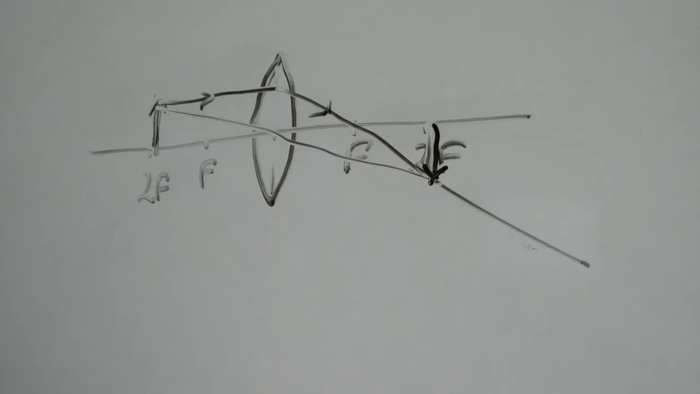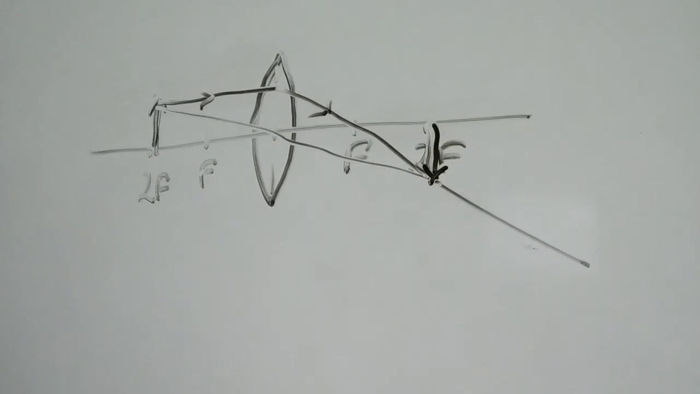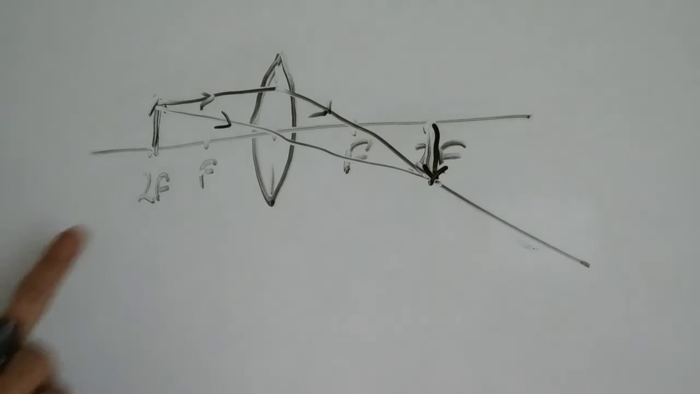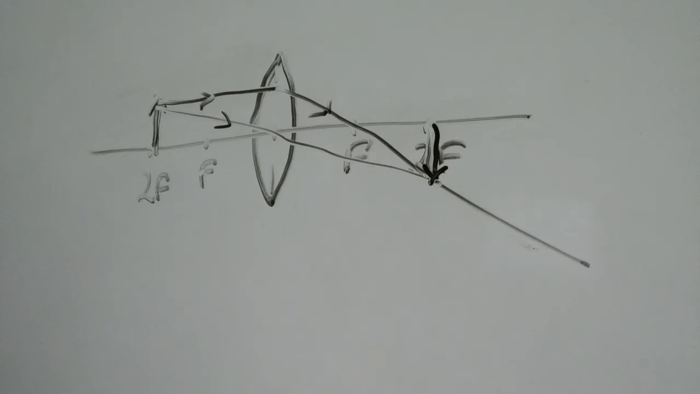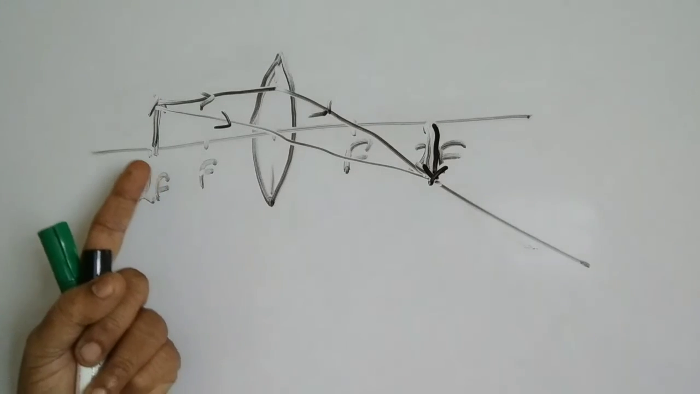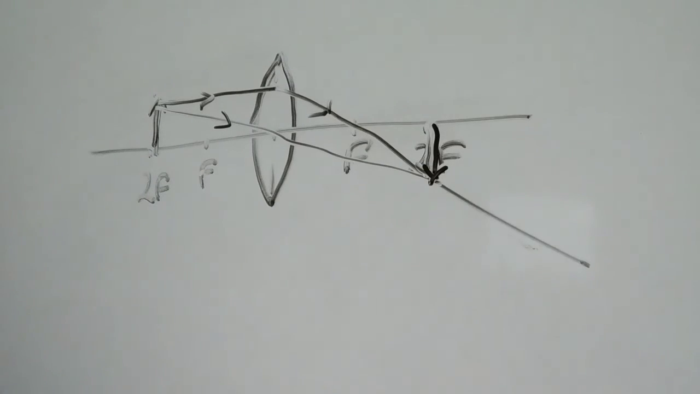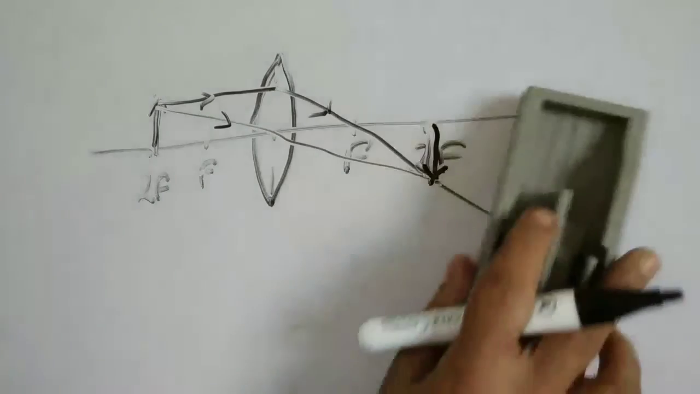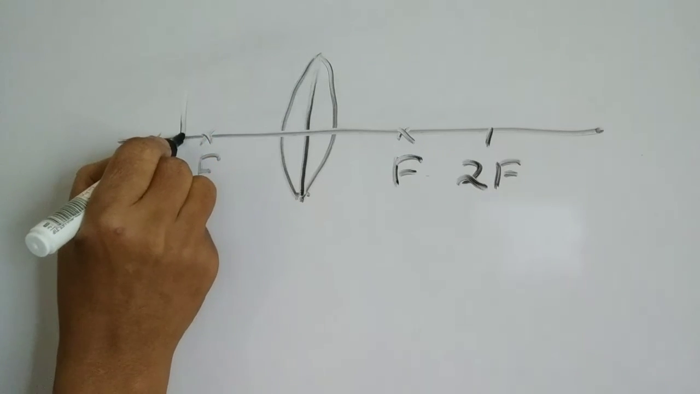Then next we have to move the object between f and 2f. In the previous case, we got one answer for that: when the image is between f and 2f, the object was beyond 2f. In the same way, when we place the object between f and 2f, the image is expected beyond 2f.